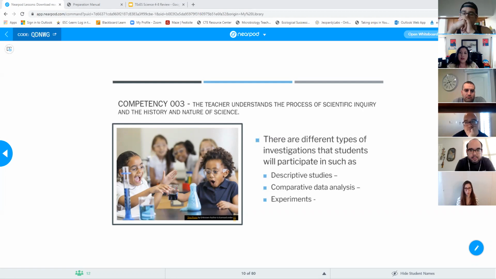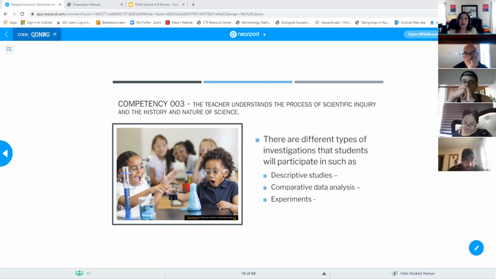Okay. So competency 3 is going to deal with scientific inquiry and the history and nature of science. There are going to be different types of investigations that your students are going to participate in. There are descriptive studies, where there's not really any sort of measurement. It's really just looking at, they're observing something. There's going to be comparative data analysis. So they'll actually gather data and then compare it, maybe to other groups in the classroom or to something that the teacher's providing. So just comparison. And then there may be instances where they're actually going to do experiments.